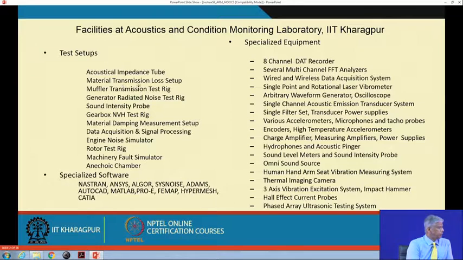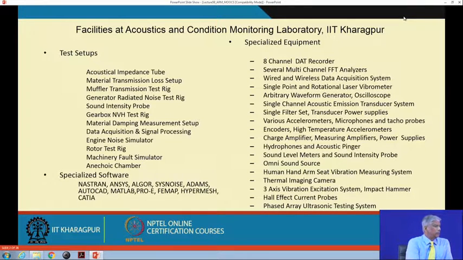We have the material transmission loss setup. We can measure the transmission loss of mufflers. We can measure the generated radiated noise, sound intensities, gearbox, NVH test rigs, material damping measurement, a lot of data acquisition and signal processing systems, engine noise simulator, rotor test rig, machinery fault simulator, and chamber. So, some of these facilities are there.